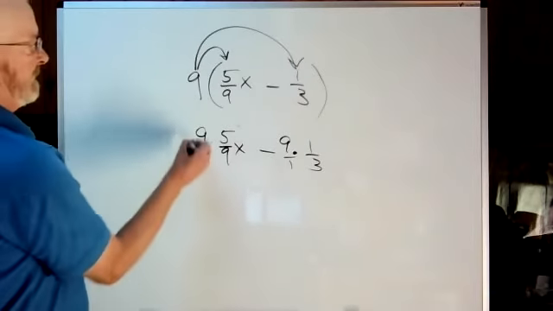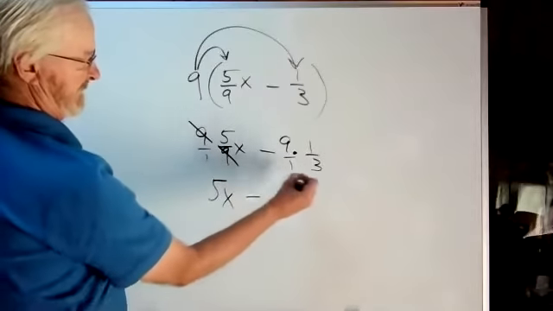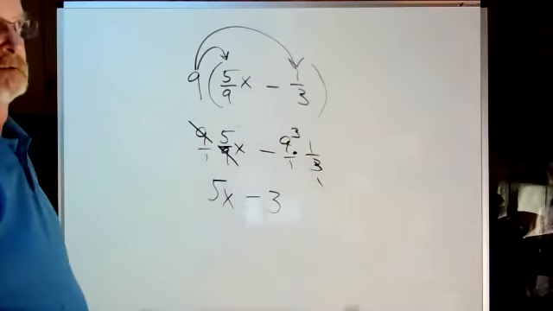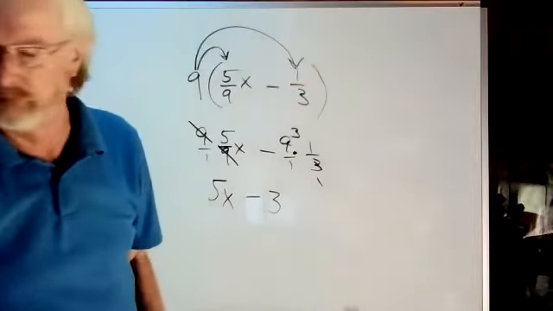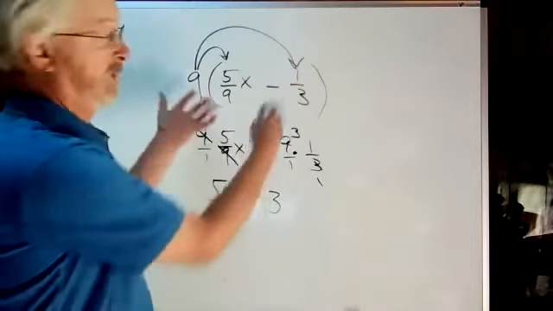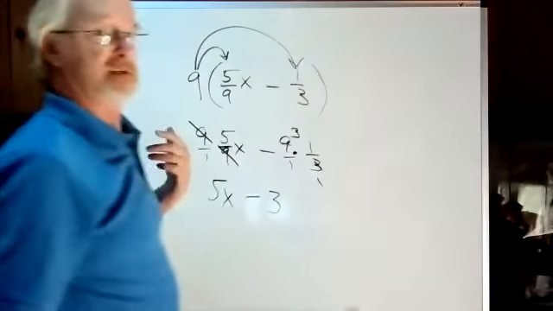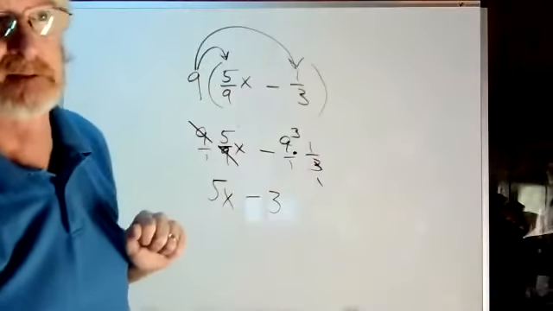That's kind of nice here. The 9's cancel and I get 5x minus, here, how about I cancel some 3's and I just get a 3. So I distributed 9 times each term. Sometimes an expression will have more, we'll see mostly 2 terms, but it could have a very, very large number of terms inside. I multiply every one of them times that outside number.